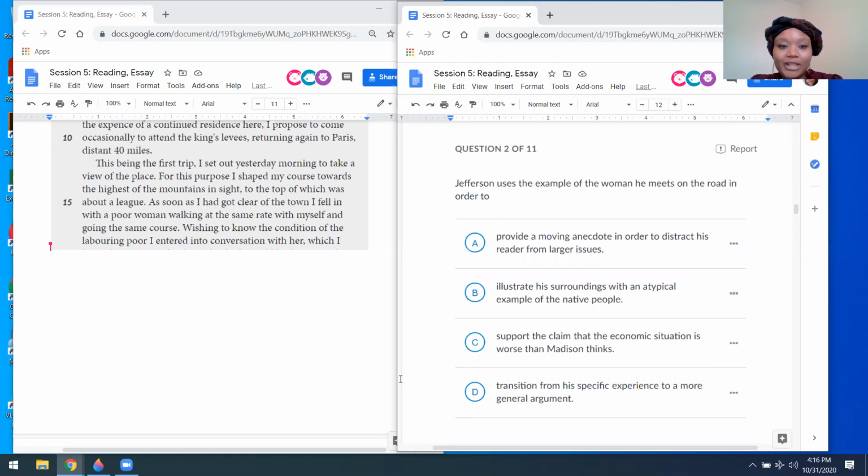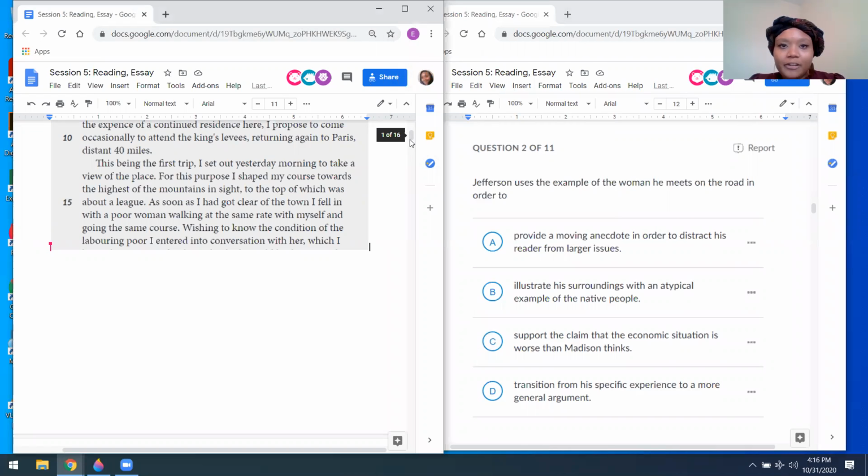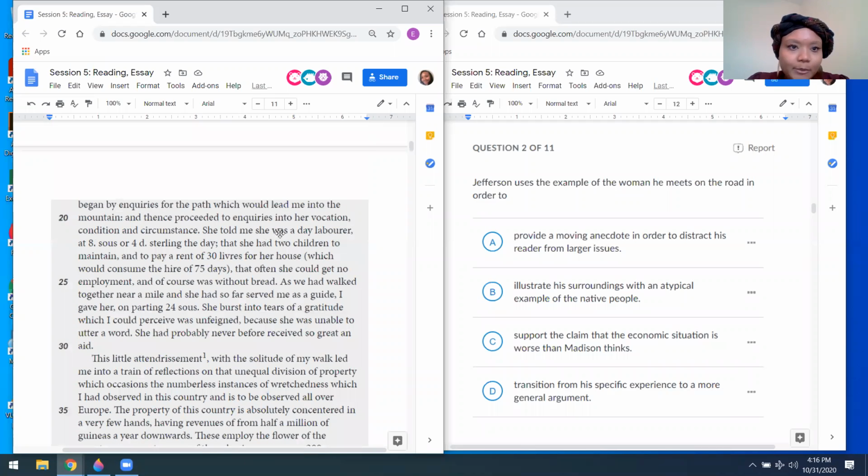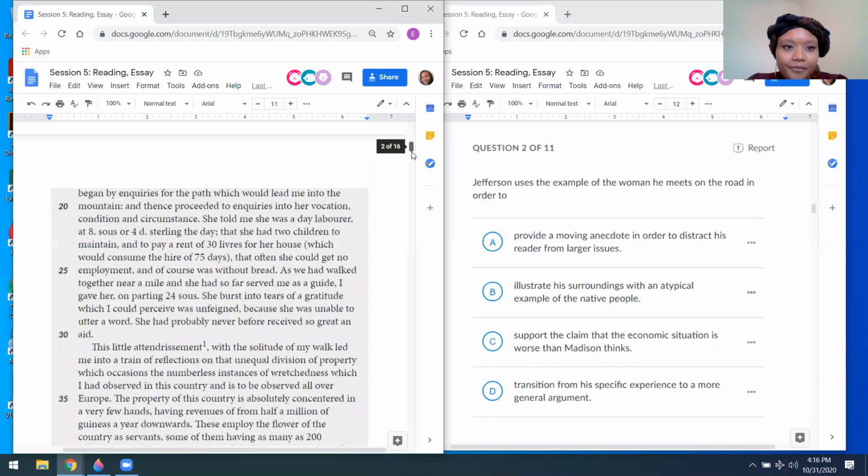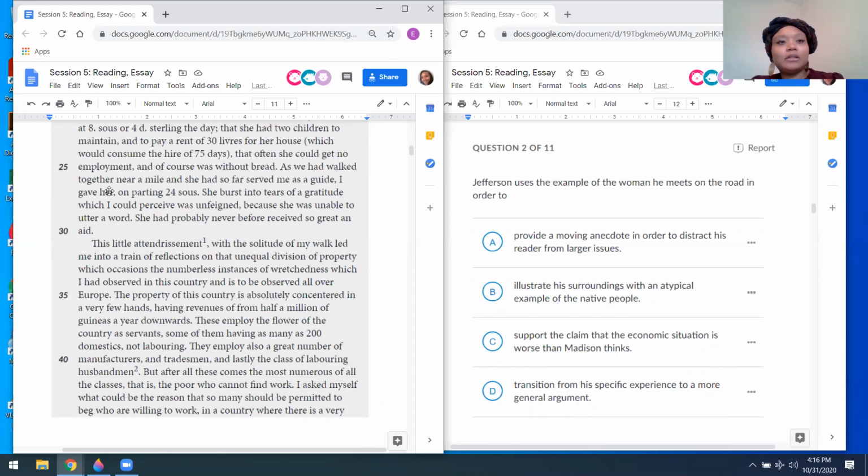And we also know this because, one second. So again, we're trying to figure out why does he use this example of the woman he comes across when he's walking. So this is the part where he's speaking about her. She told me she was a day laborer, et cetera, et cetera. So, boom, he tells us about his encounter with her, about his conversation with her.